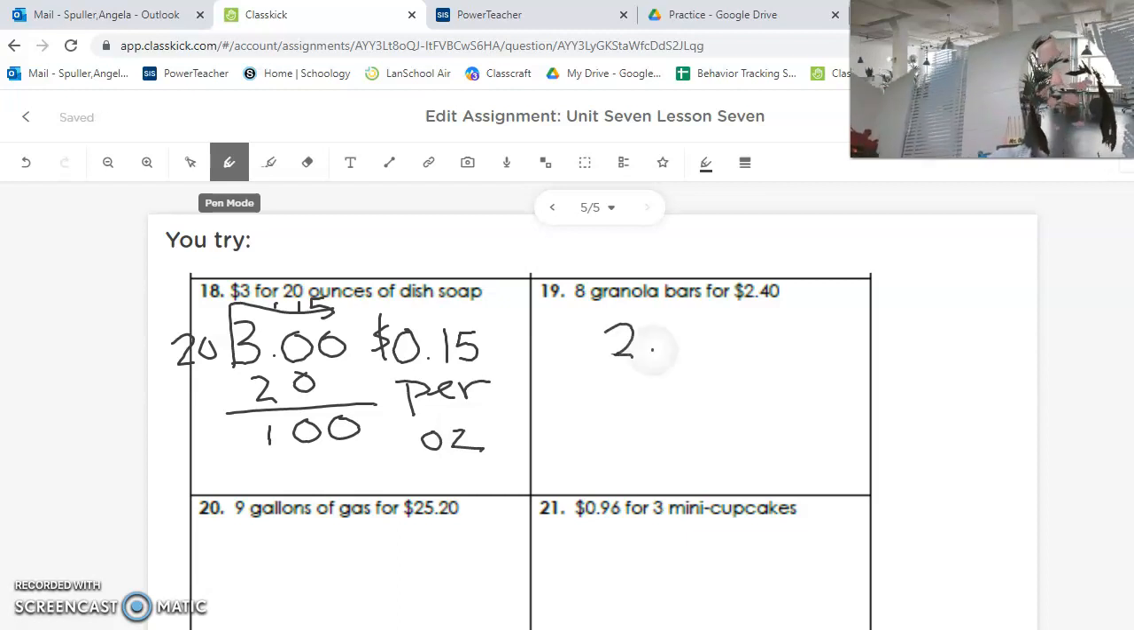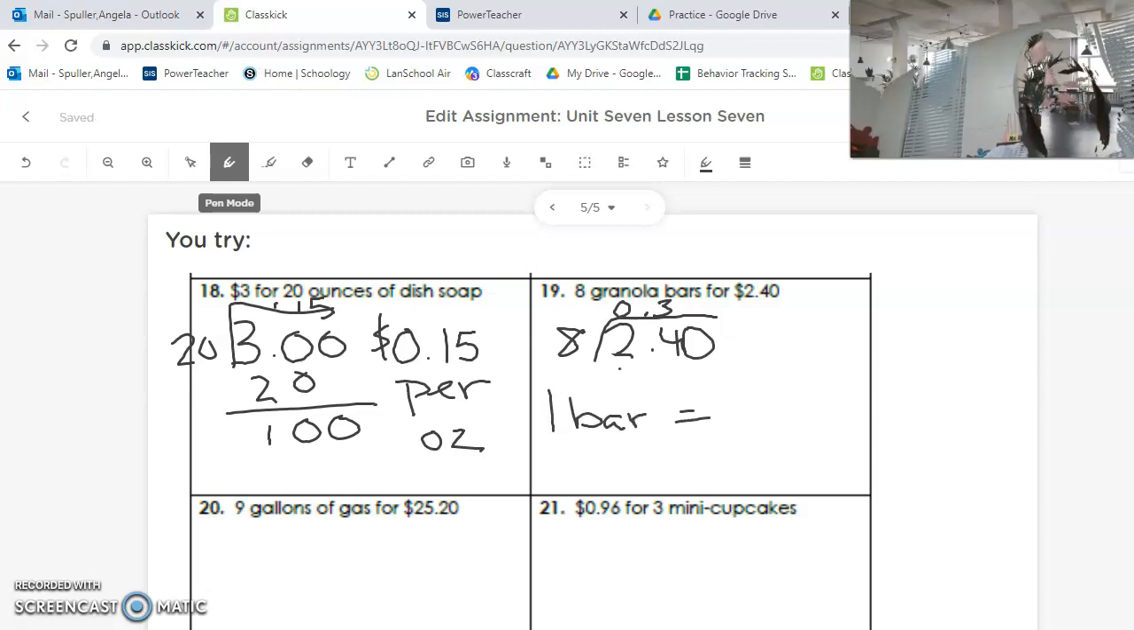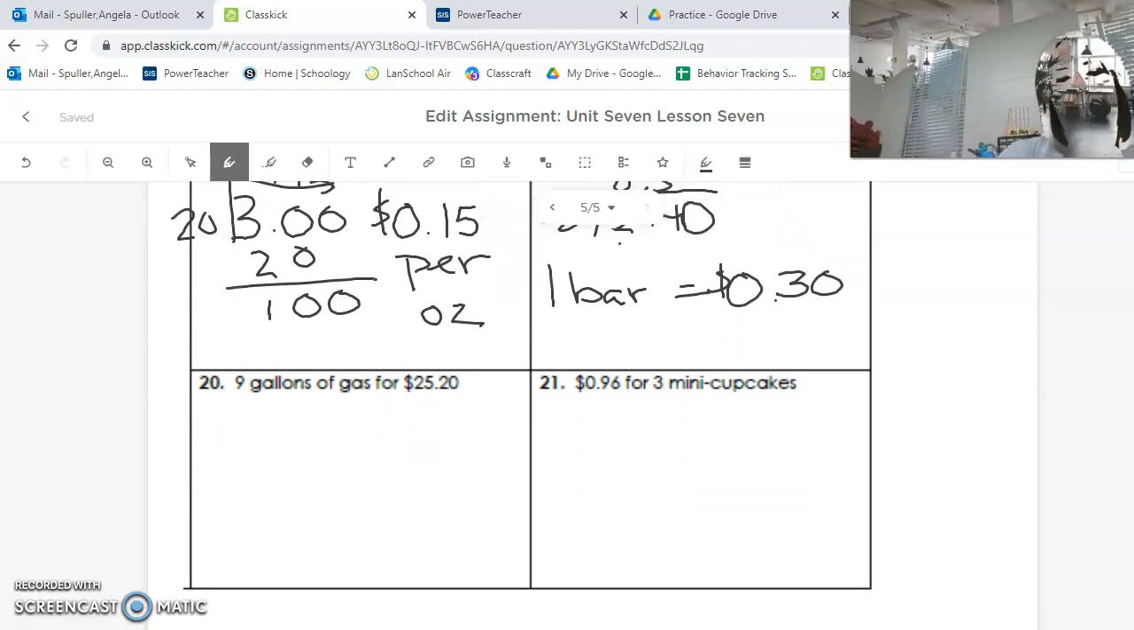Okay, so $2.40 divided by 8. It can't go into 2, but it can go into 24 3 times. So 1 bar equals 0.3. We've got to have 2 spots, so 0.30, 30 cents.